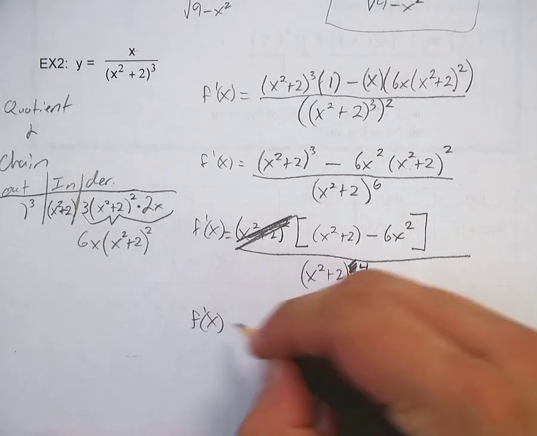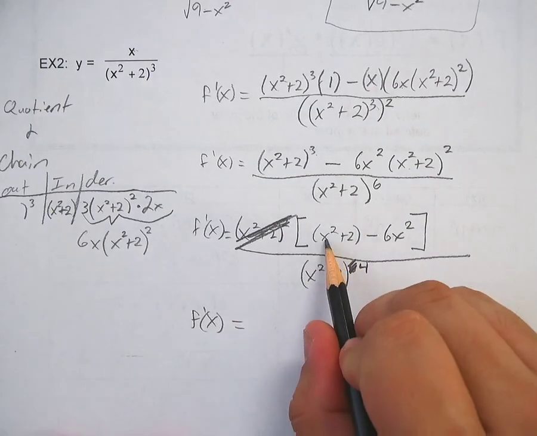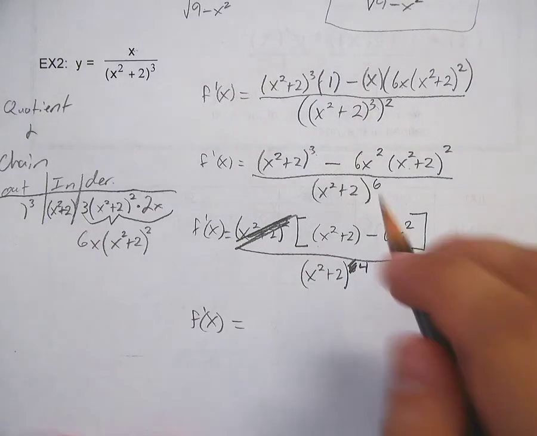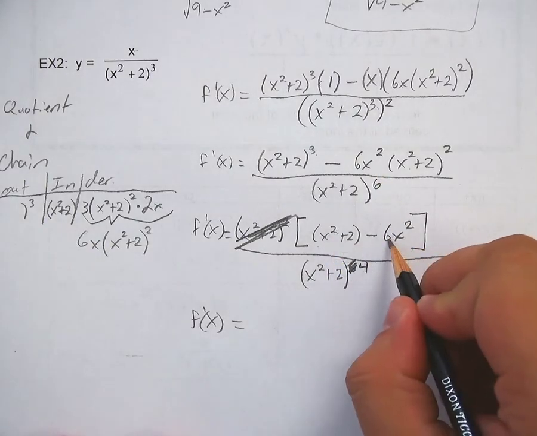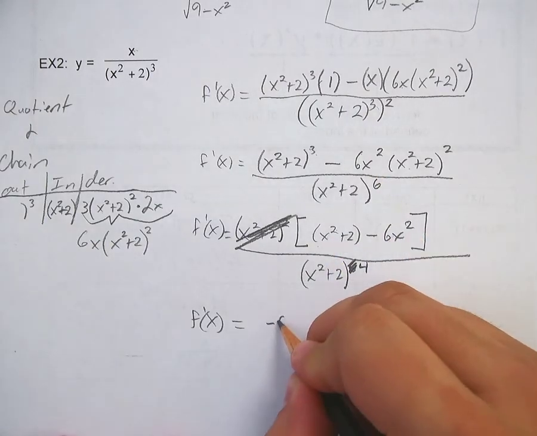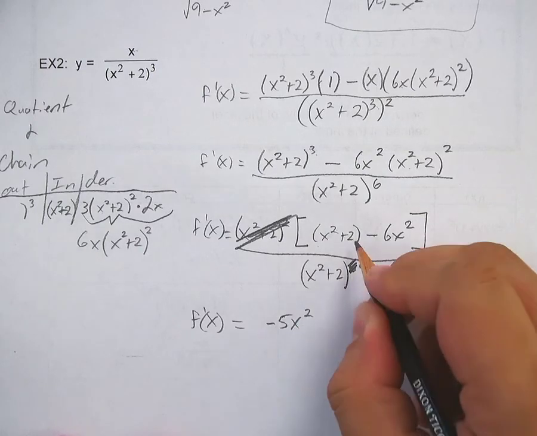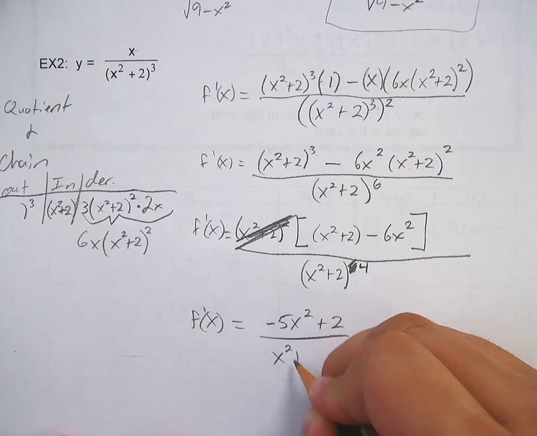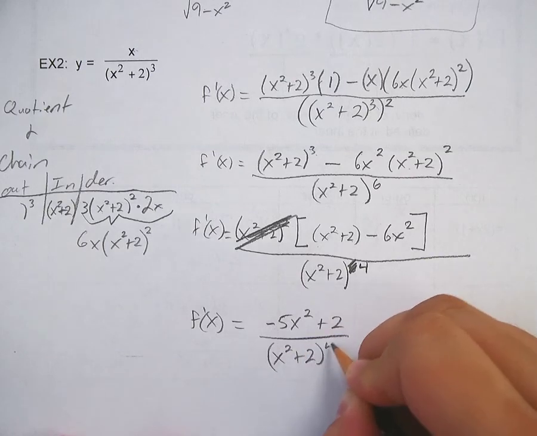f prime of x equals, there's nothing in front of the parentheses, so let's get rid of them. What's x squared minus 6x squared? Well, that's negative 5x squared plus 2 over x squared plus 2 to the 4th.